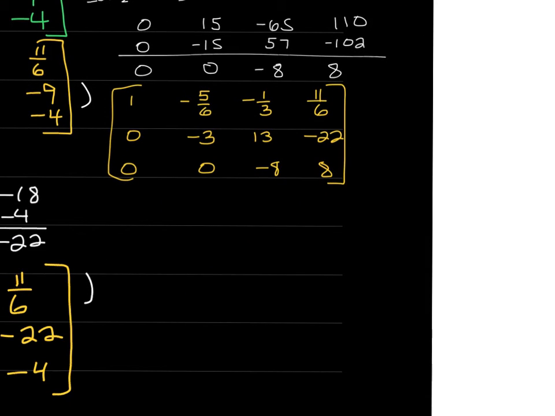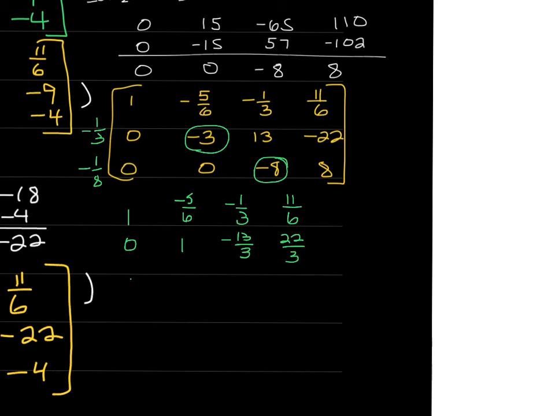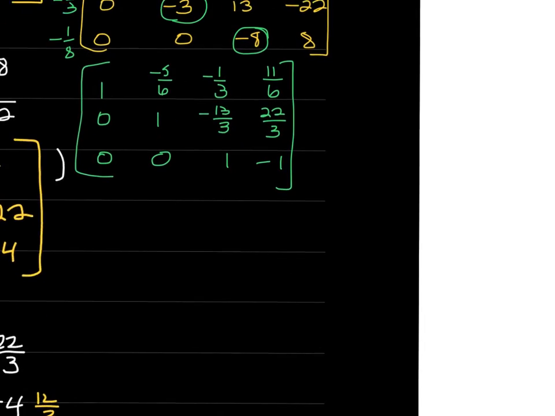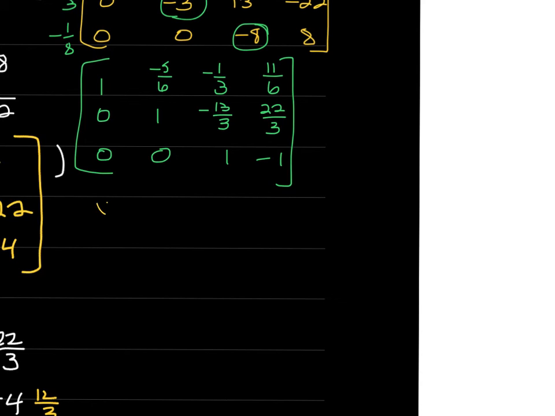So then I want 1s in these two spaces, which means I can multiply this by -1/3 and this by -1/8. So I get 1, -5/6, -1/3, 11/6, 0, 1, -13/3, and 22/3, and then 0, 0, 1, -1. So I've got it in row echelon form, which means I can use my system with back substitution. Oh, that's a negative.